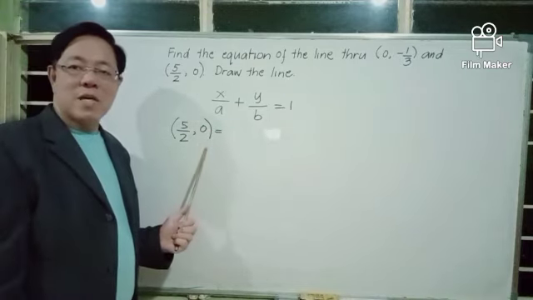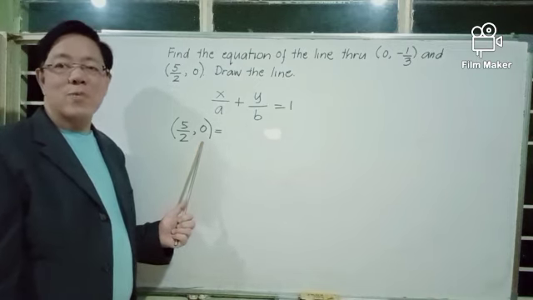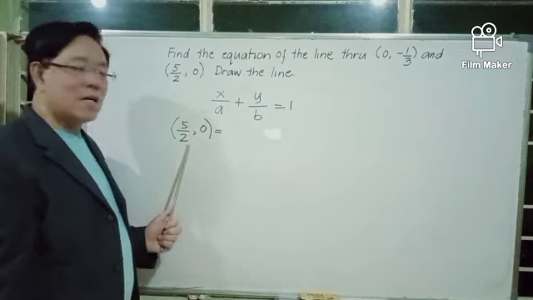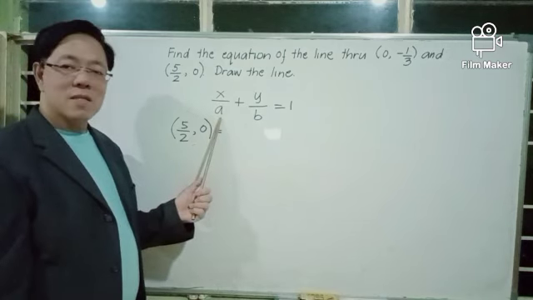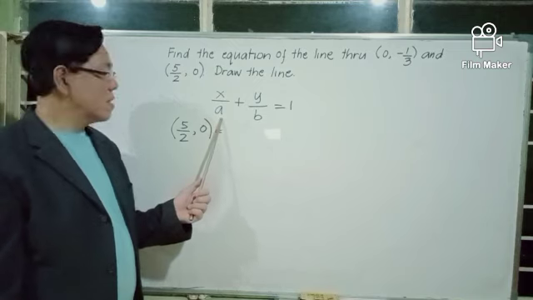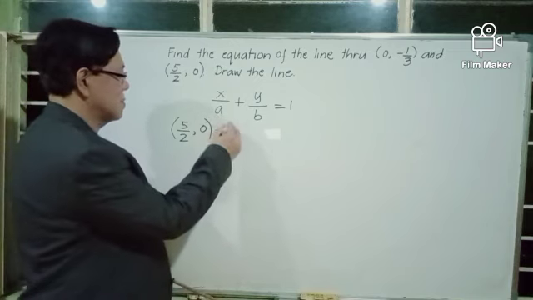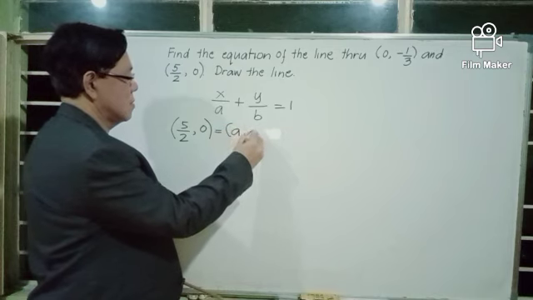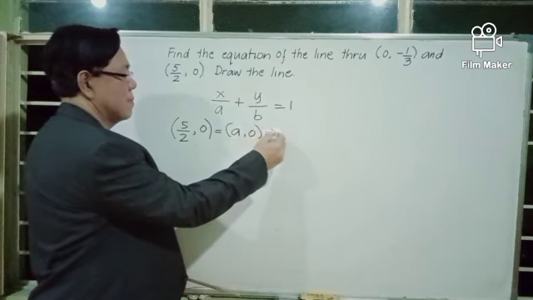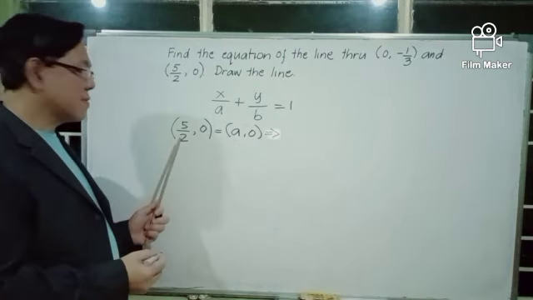This is the x-intercept of the line, and this is a point on the x-axis, and the line will pass through the x-axis at this point. In this intercept form of equation of the line, the x-intercept has coordinates (a, 0). Thus, this implies that a is 5 over 2.